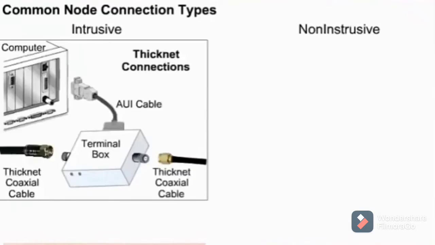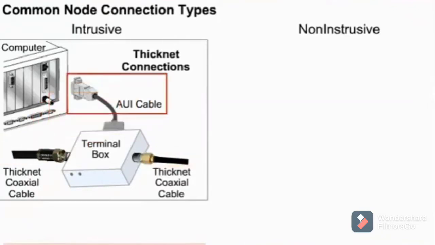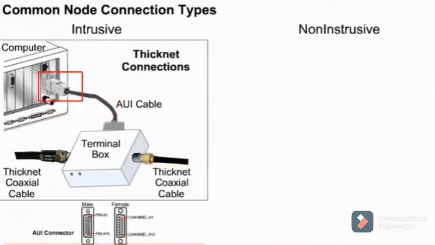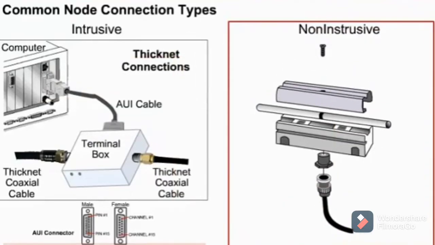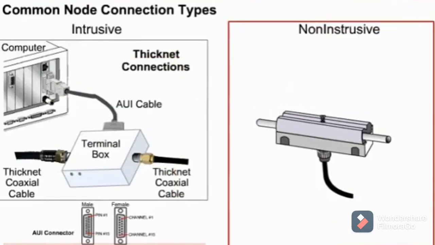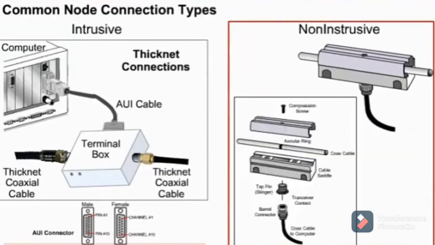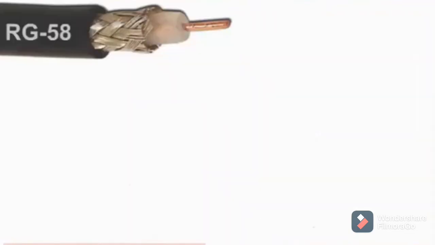The two types of connections that are made between a node device and a cable are intrusive and non-intrusive. For intrusive connections, the RG8 nodes don't connect directly to the cable's conducting wire. Instead, AUI connectors, which are 15-pin, go between a transceiver box and a computer. A non-intrusive connection doesn't require breaking the main cable. Instead, a tap pin at the end of the cable going to the computer is used to pierce a hole in the coax. This hole is used to make the electrical connection with the main cable.